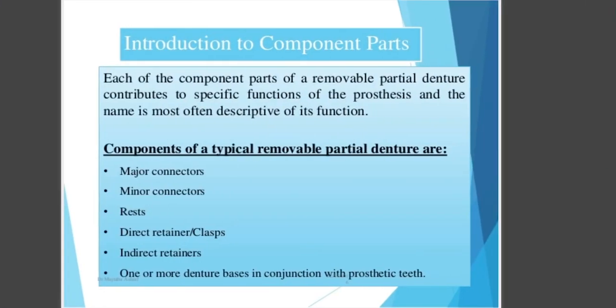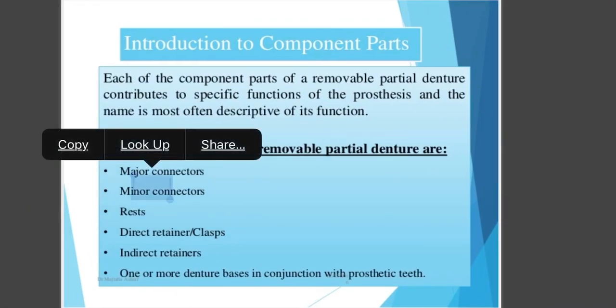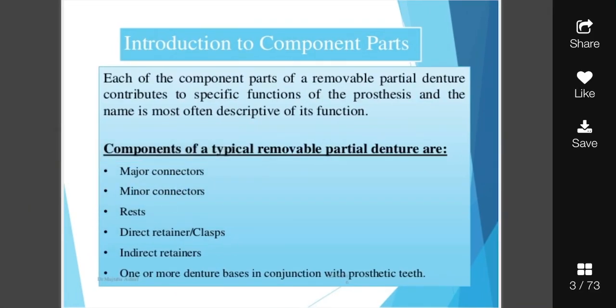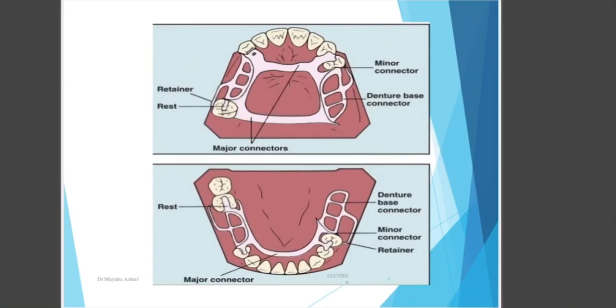So to be precise, let us start with what an RPD is and what it comprises of. Going ahead, we have the introduction, that is, what are the components of a typical RPD. A typical RPD comprises a major connector, a minor connector, a rest, a direct retainer which can be a clasp, indirect retainers, and the denture base. As you can see in the diagram, there is a minor connector, major connector, denture base connectors, a direct retainer in the form of a clasp, and an indirect retainer.